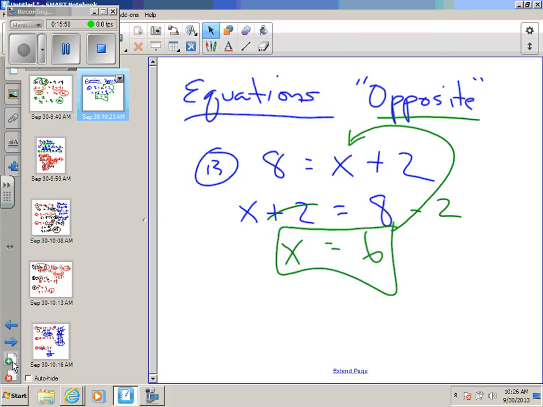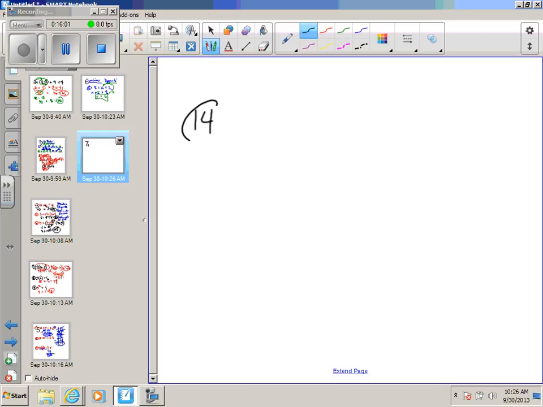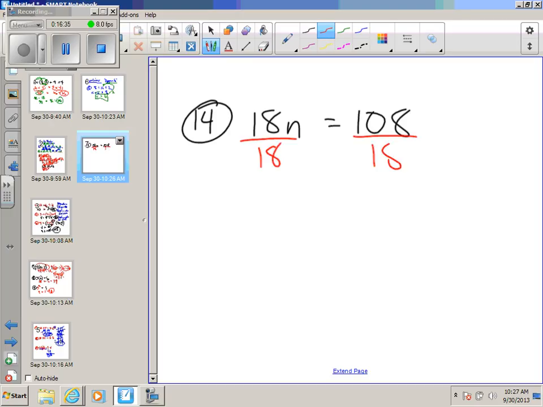How about 14? 18n is equal to 108. Now, in order to do the opposite, we need to identify, first of all, what's happening. My variable is n. What's happening to n? Maddie, it's being multiplied by 18. The opposite of multiplying by 18 is going to be what? Divide by 18. And we're going to do that to both sides. What is 18 divided by 18? 1. 1n is just like saying n.